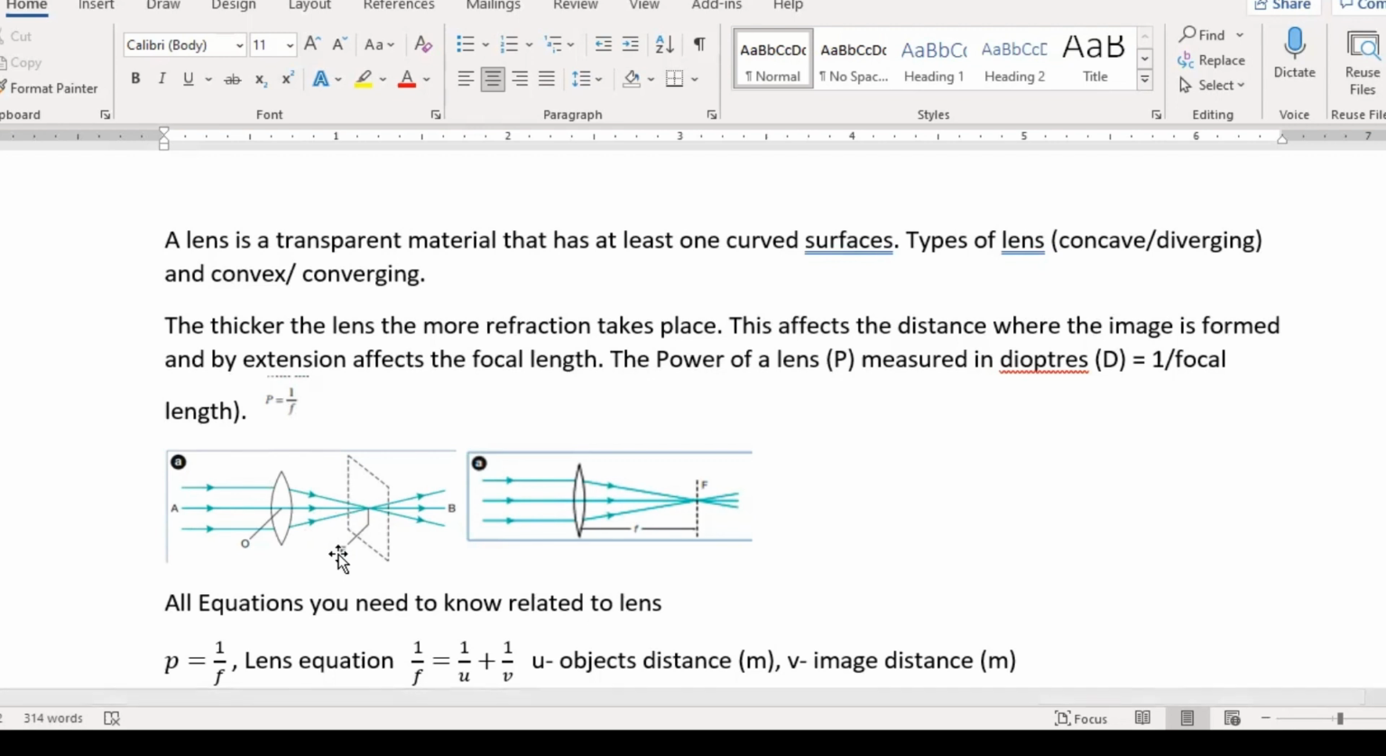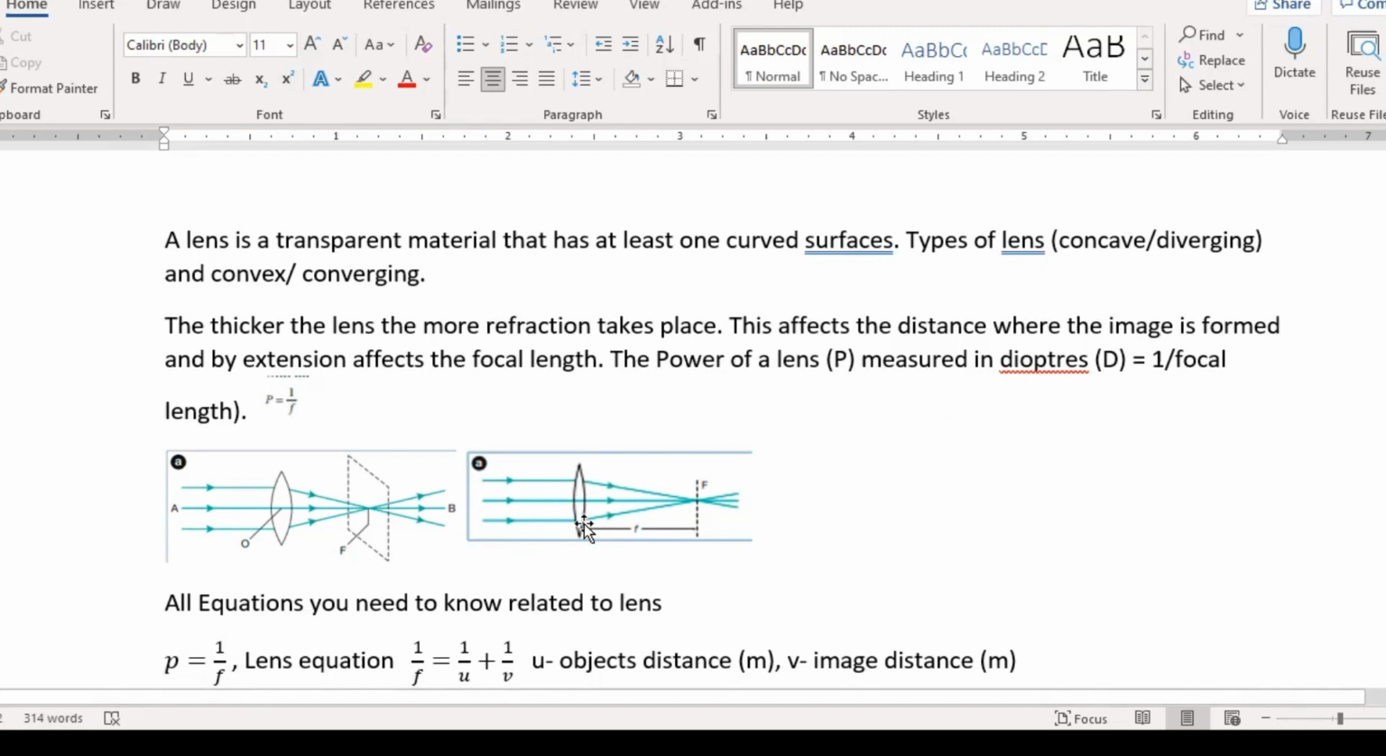Having a much shorter focal length tells us that the lens has a larger power, or the power is much, much stronger. And as we said, how you find that out is by taking the formula P is equal to 1 upon the focal length, which is F. And then, of course, your unit is going to be diopters.